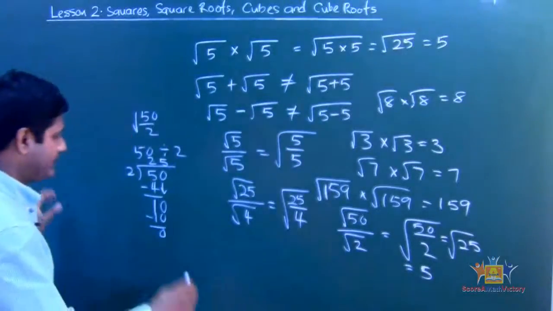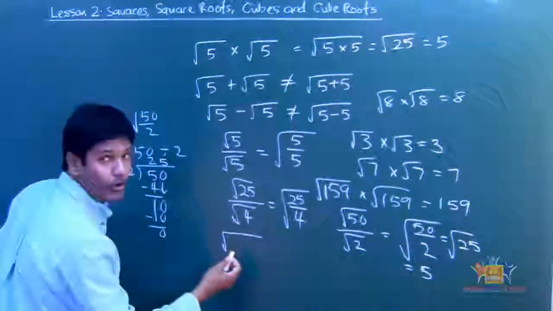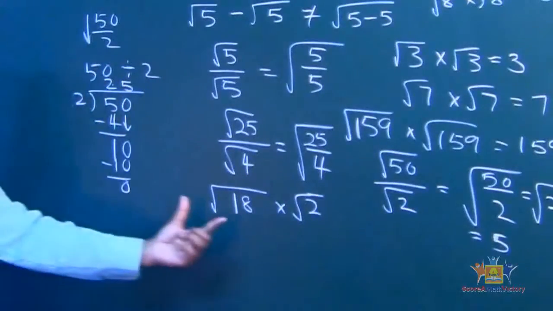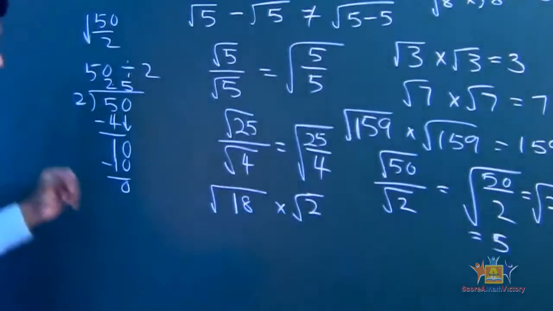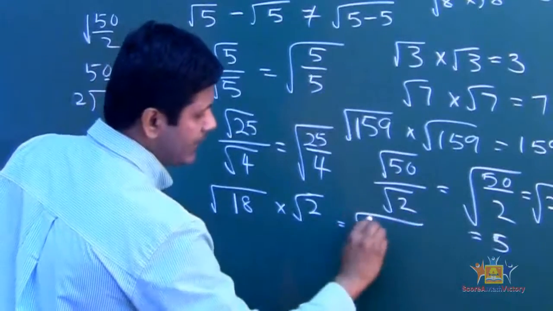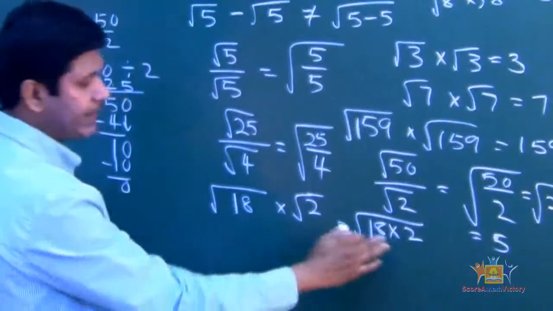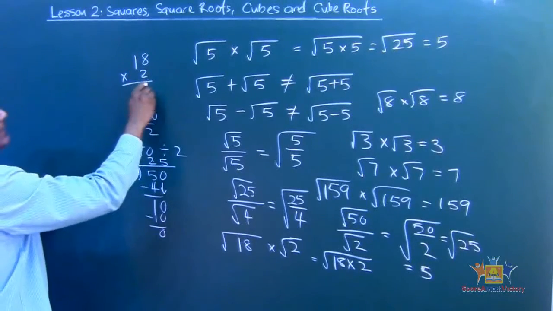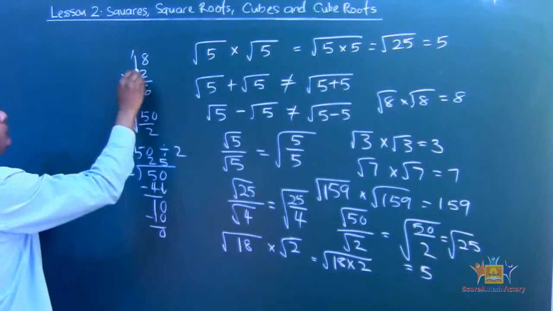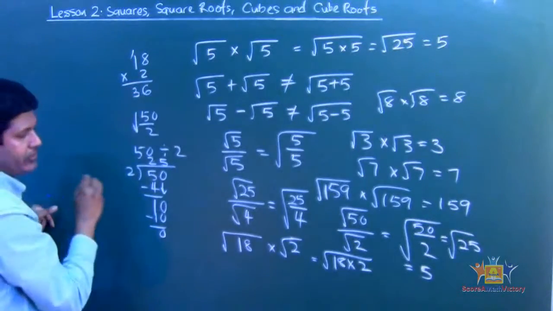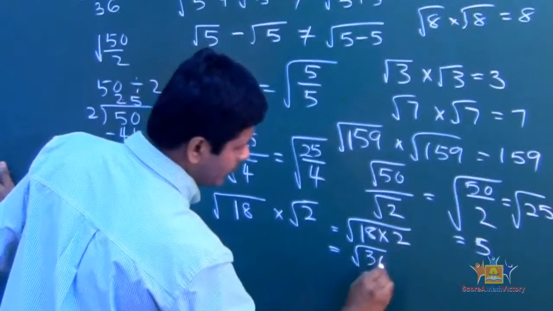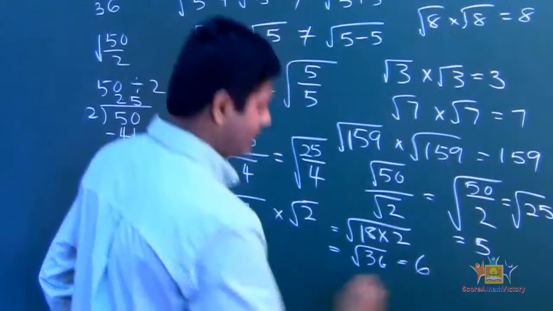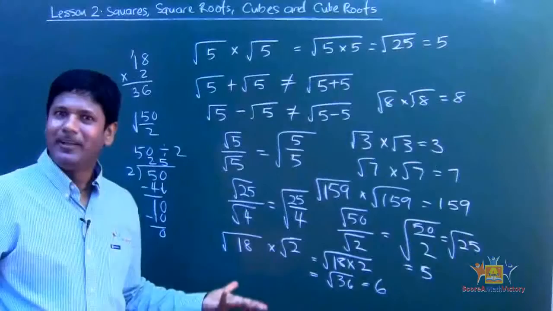I can do the same thing with multiplication. I can give you square root of, let's say, 18 times square root of 2 and ask you to find this. When you multiply, you can put them together. I can write it down as 18 times 2. What's 18 times 2? Let's multiply using long multiplication. Line it up. 2 times 8 is 16. 6 carry 1. 2 times 1 is 2 plus 1 is 3. 36. And what is square root of 36? 6. See that? Pretty easy, isn't it?